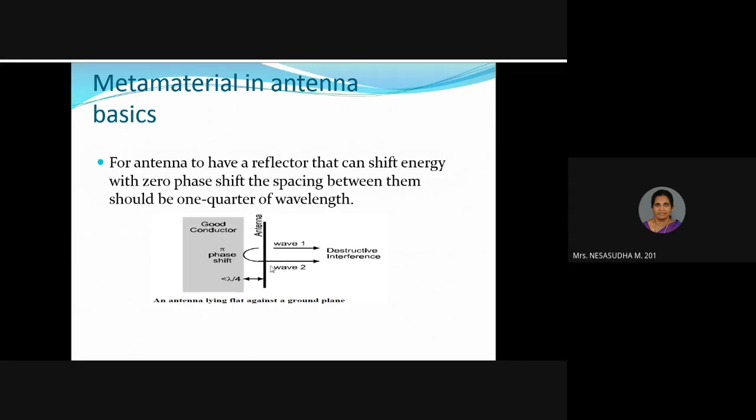Also, the wave may be destructive or constructive. Constructive means if all the waves are reflected back, both will be added together and the radiation will be more. Destructive means some will be refracted, some will be reflected, so the amount of radiation will be less.